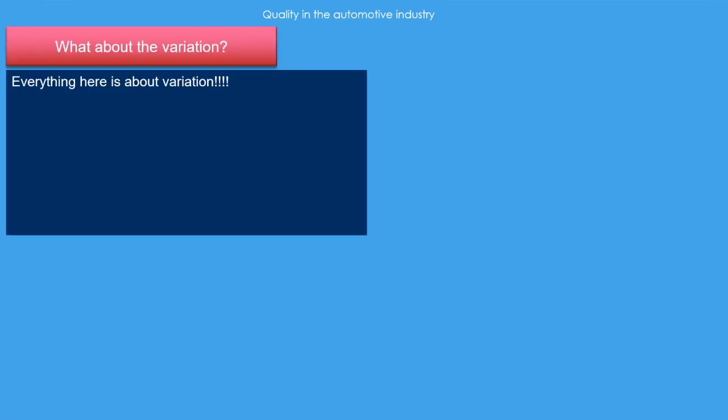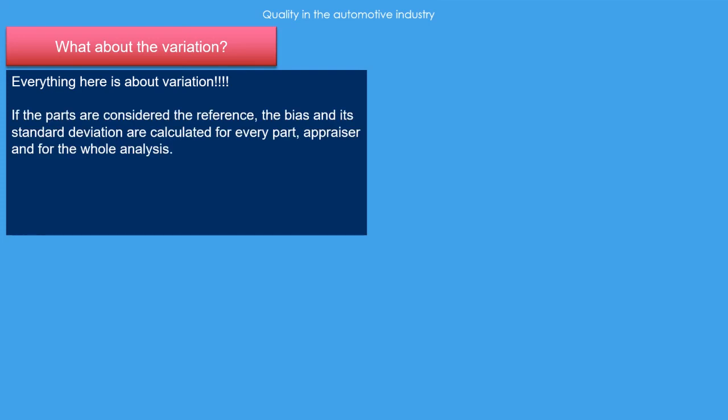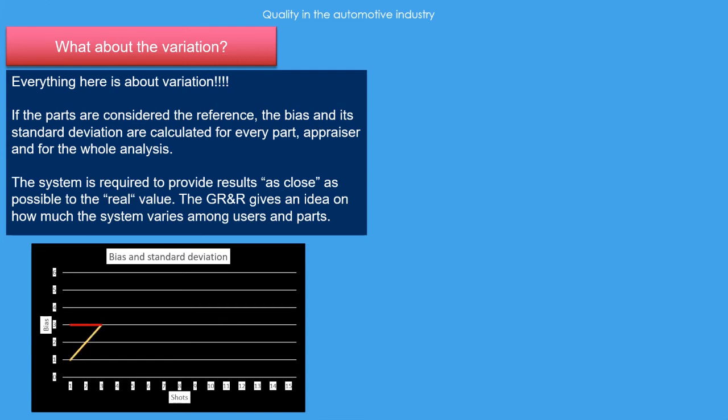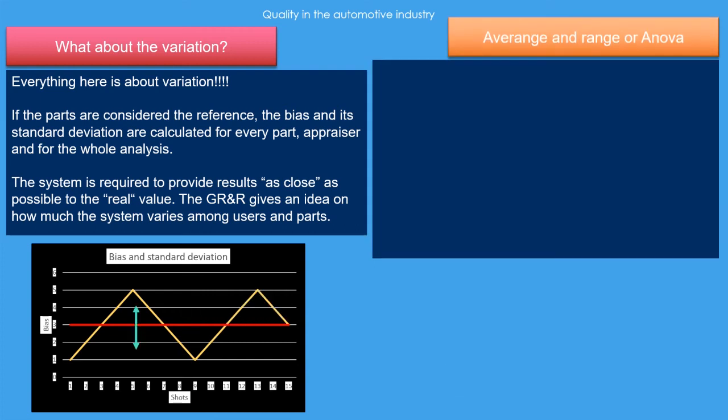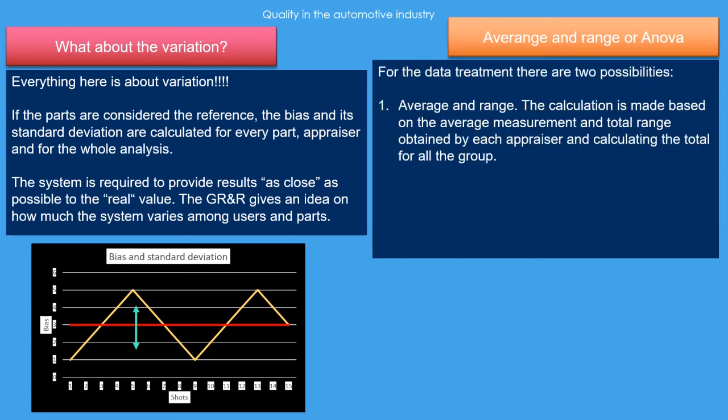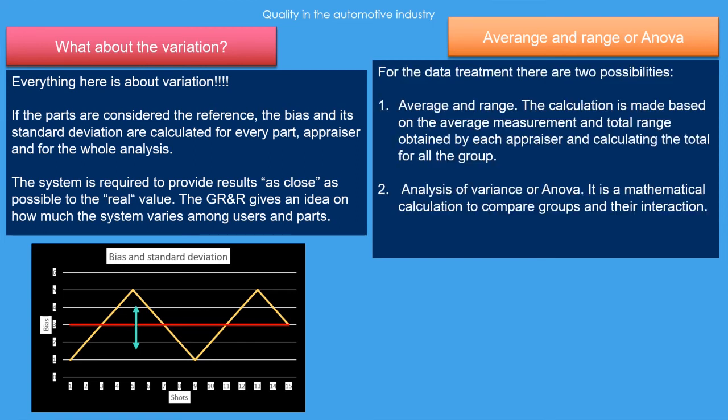Please remember that we consider the parts as the references and estimate the bias, average of measurements, and standard deviation of the results. Then we can calculate the components of the R&R. For the calculations, we can use 2 different methods. We can use the average and range of the results or the variance to obtain the end results.